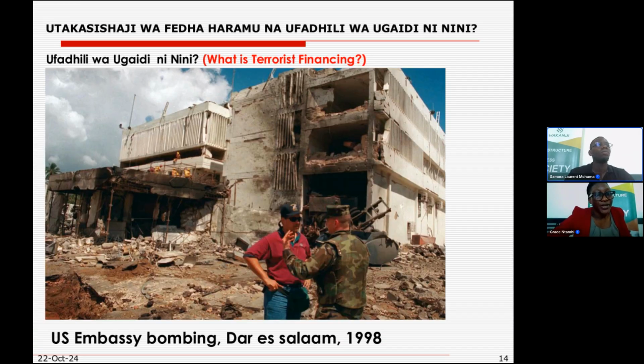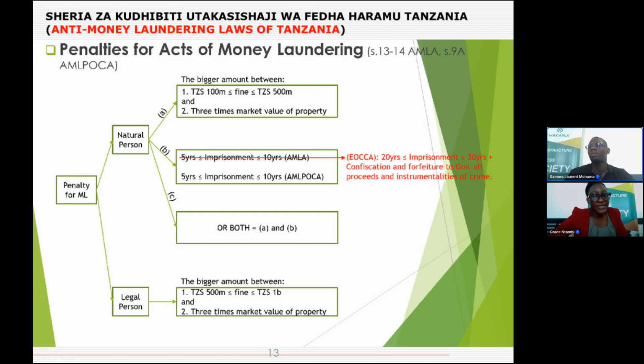So that is both. And then for businesses, like I said, it can be just the fines and 3 times the market value, or it could be both imprisonment and fines at the same time. That depends on what the court decides. And then you have a legal person, which is us, as a company, as a cooperative, as a microfinance. You pay 500 million, that is T shillings, up to 1 billion, that is the maximum that you can get. And again, you have to pay 3 times the market value of the property that you acquired as a fine.